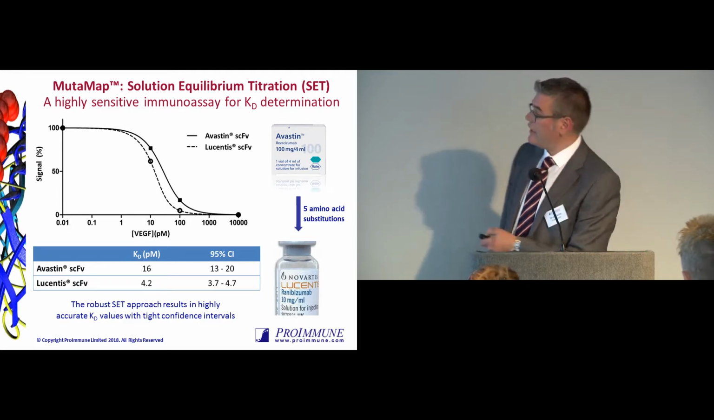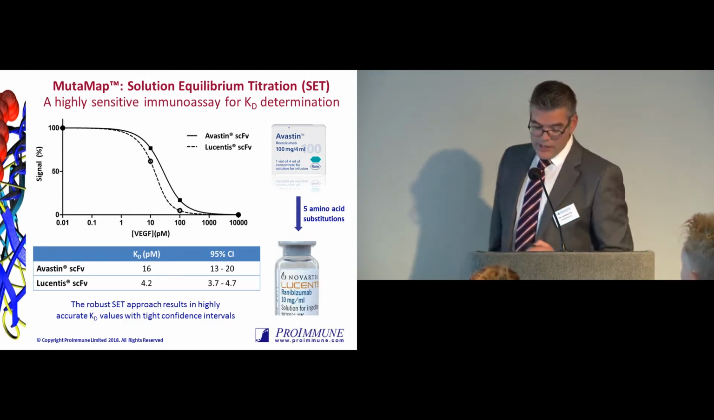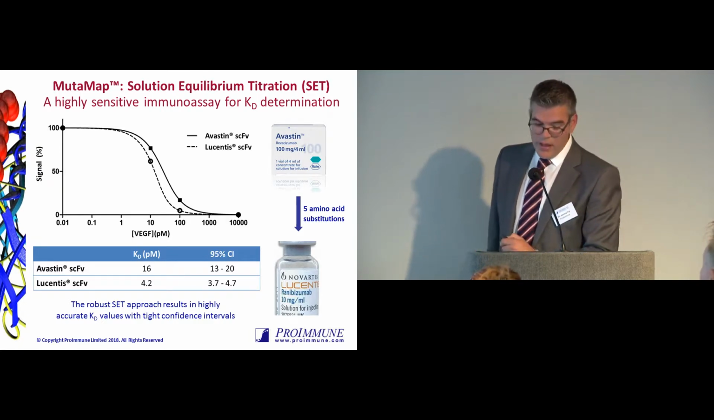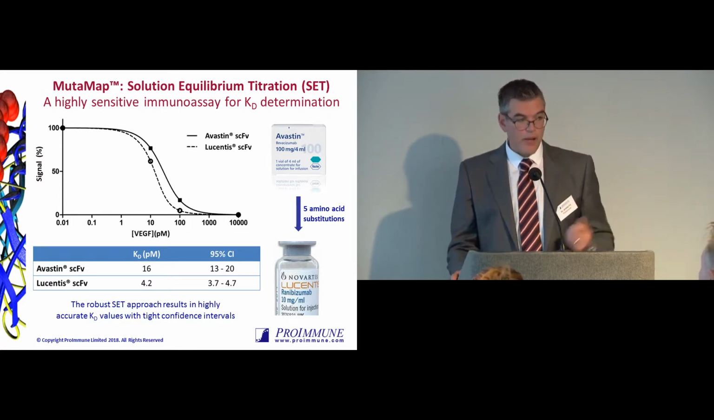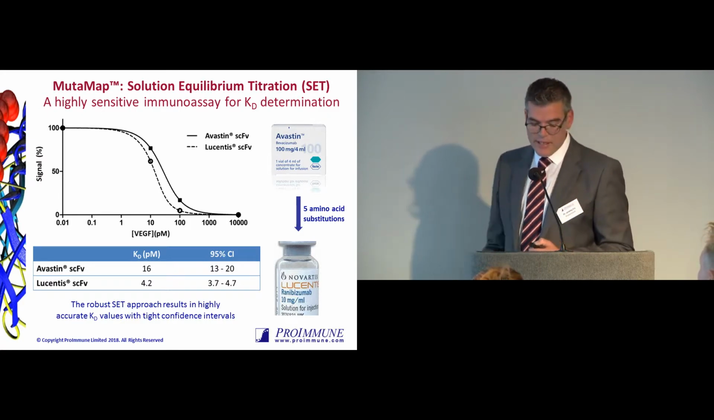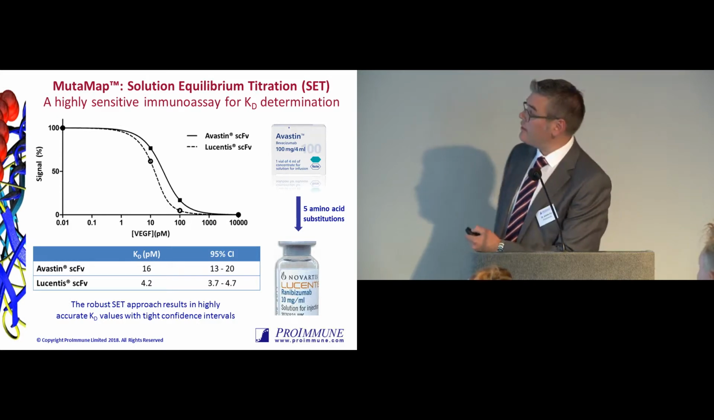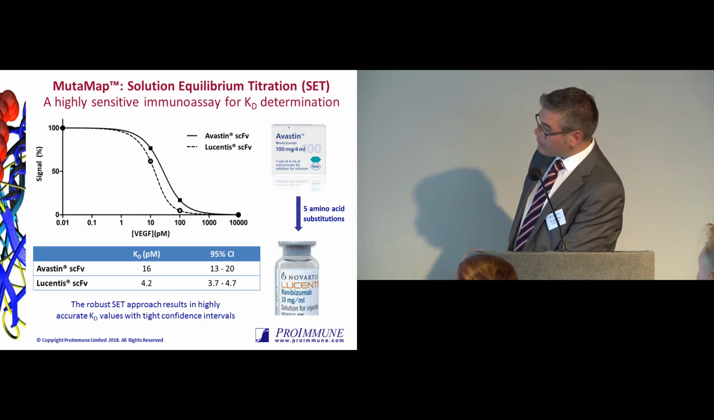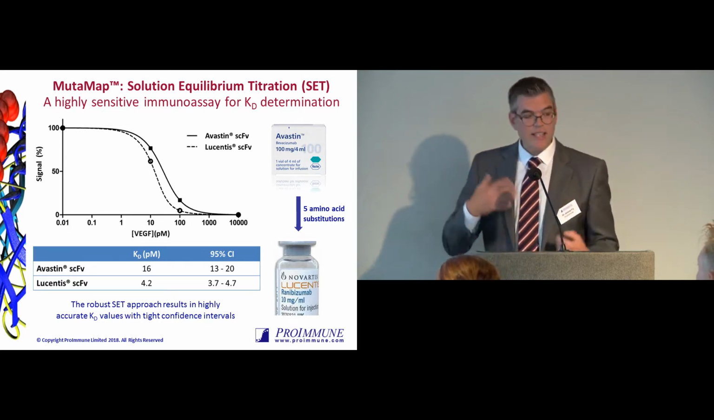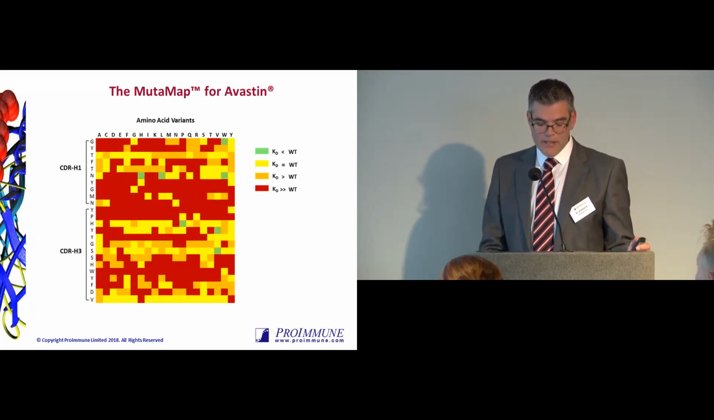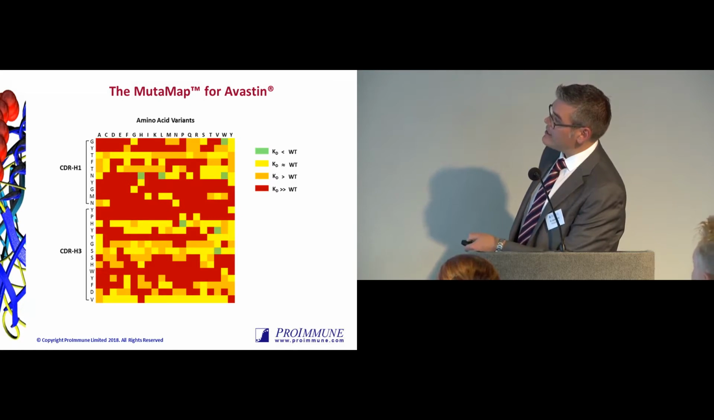This is an example of taking Avastin, obviously an anti-VEGF antibody. Lucentis is a well-known derivative of Avastin with just a small number of five amino acid substitutions performed in that particular antibody. And when we look at the data here for Avastin in the solid line versus Lucentis, you can see the improved affinity of Lucentis using the MutaMap system. But the reason that I'm going to show you this is that when you look at the detail of the MutaMap of Avastin, you can see the power of this technology. So this is the CDRH1 and H3 domain of Avastin.